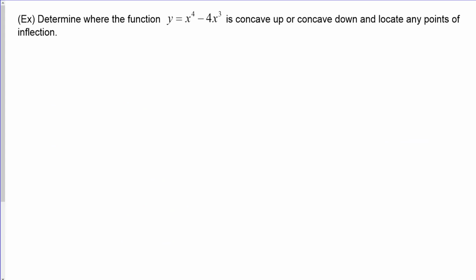Let's look at another example. Determine where the function y equals x to the fourth minus 4x cubed is concave up or concave down, and locate any points of inflection.